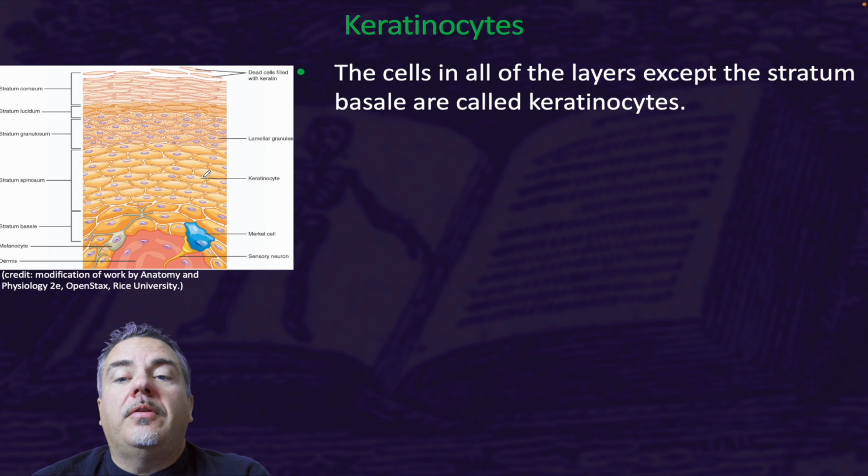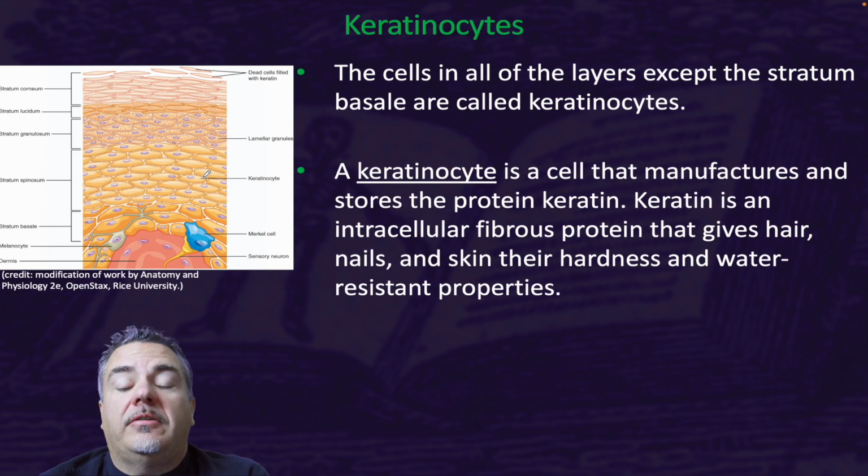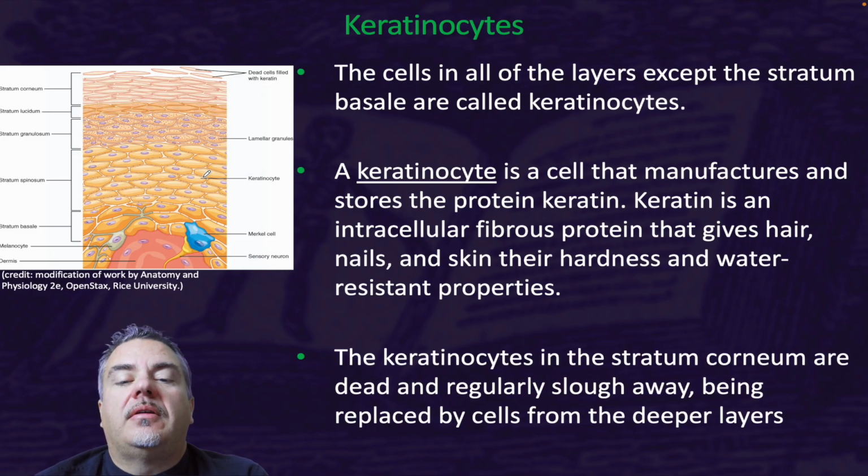The cells in all of the layers except for the stratum basale are called keratinocytes. A keratinocyte is a cell that manufactures and stores the protein keratin. Keratin is an intracellular fibrous protein that gives hair, nails, and skin their hardness and water-resistant properties. The keratinocytes in the stratum corneum are dead and regularly slough away, being replaced by cells from the deeper layers.